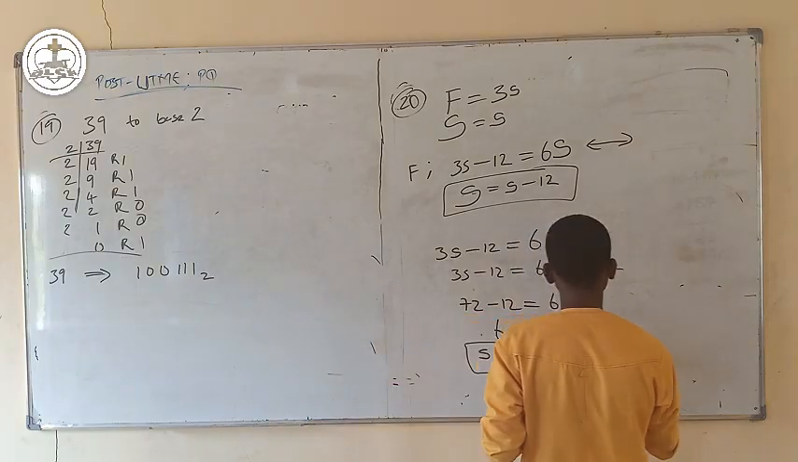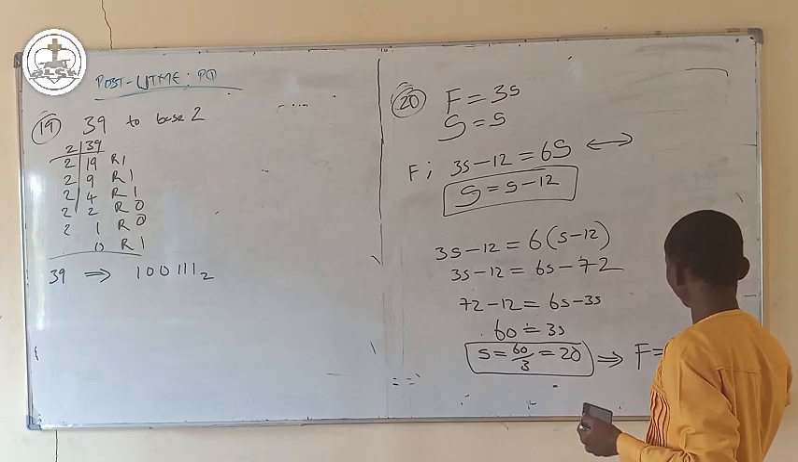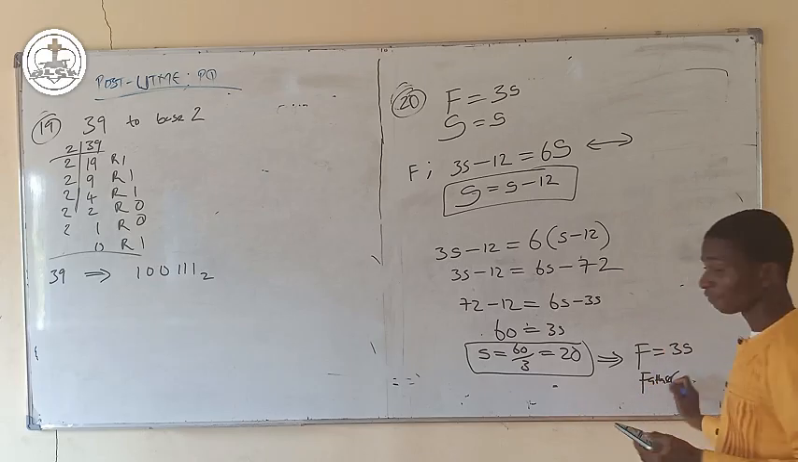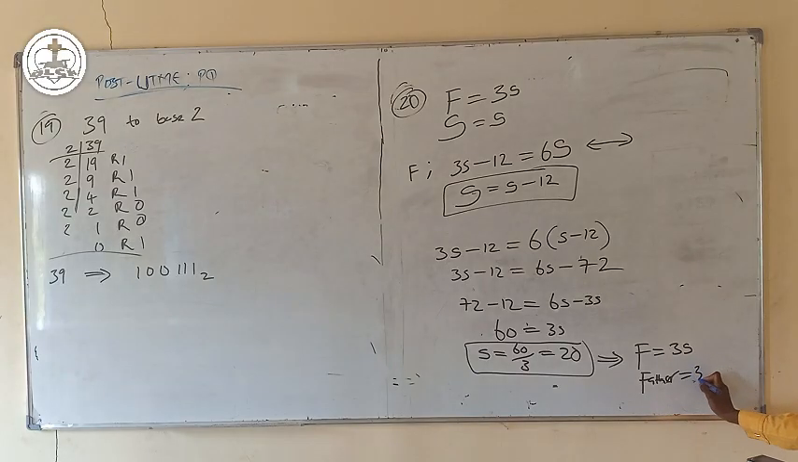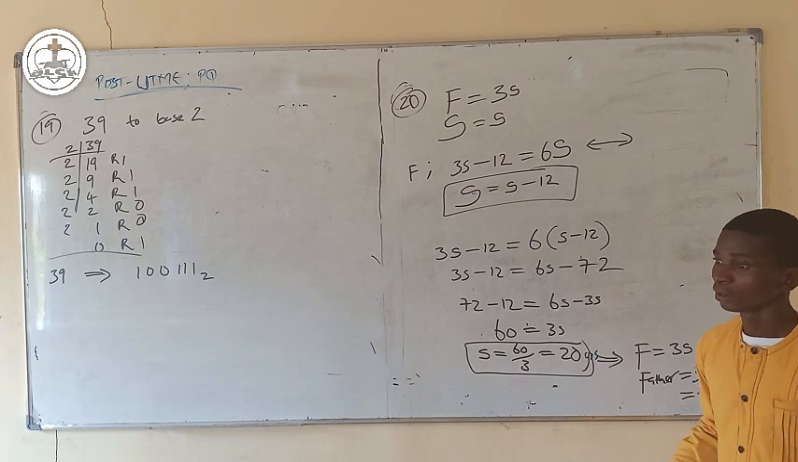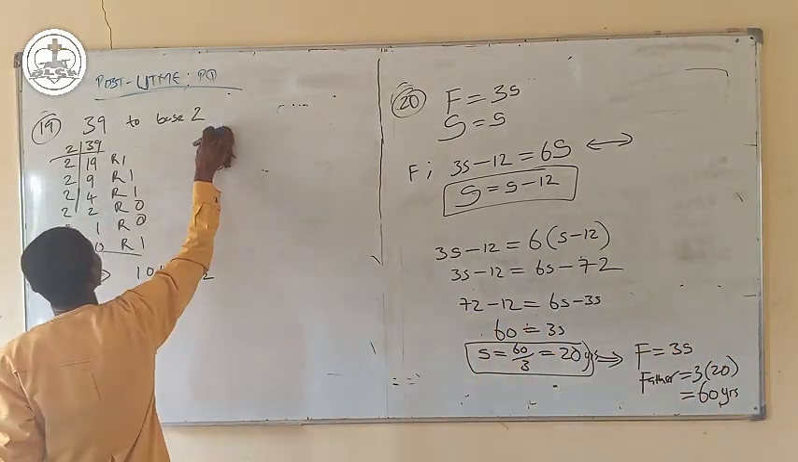If the age of the son is 20, and the father's age is 3 times the age of the son, then the father is 3 times 20, so the father is 60 years old and the son is 20 years old. So here, we'll move to our next question.